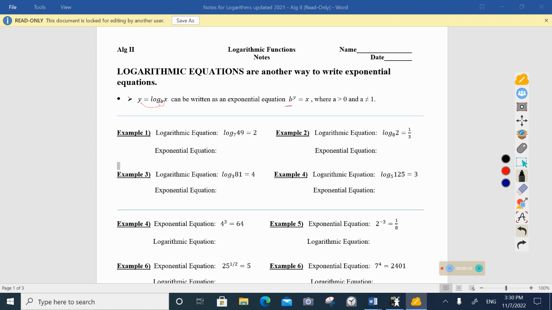And a little clarification, a little domain restrictions. A has to be greater than 1. A does not equal 1. That actually should say b. It needs to be greater than 0, and b can't be 1.